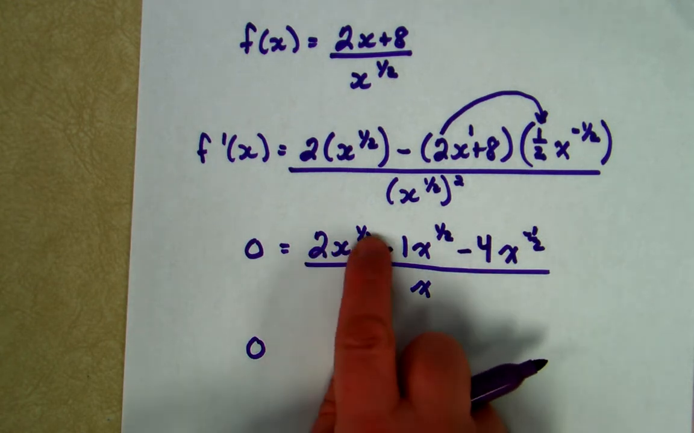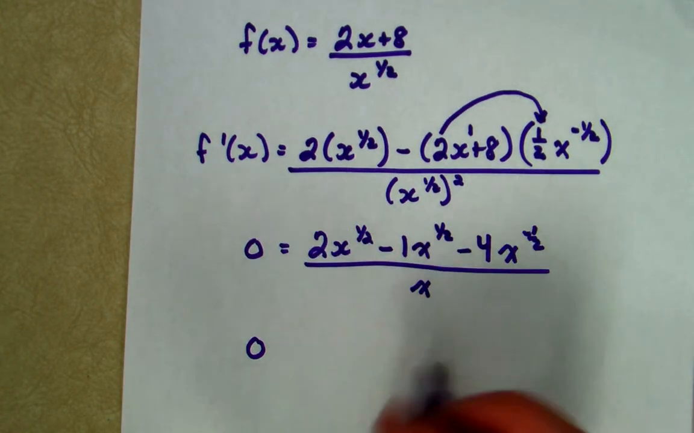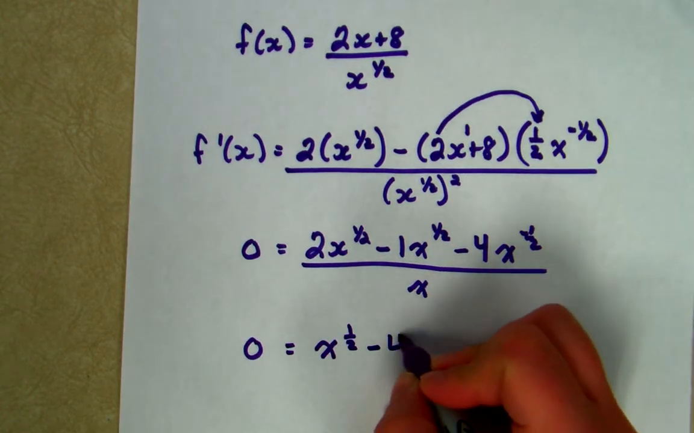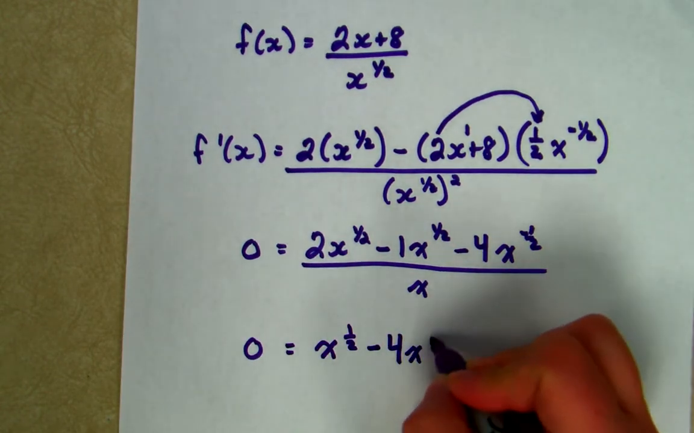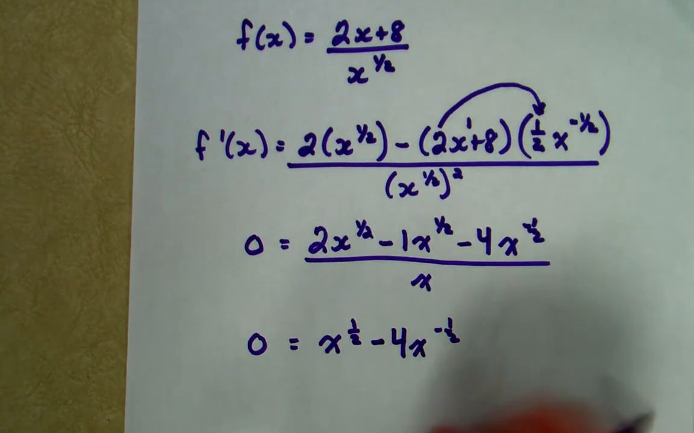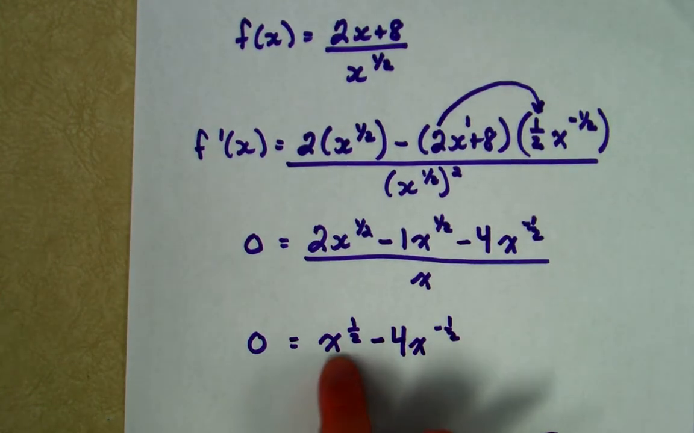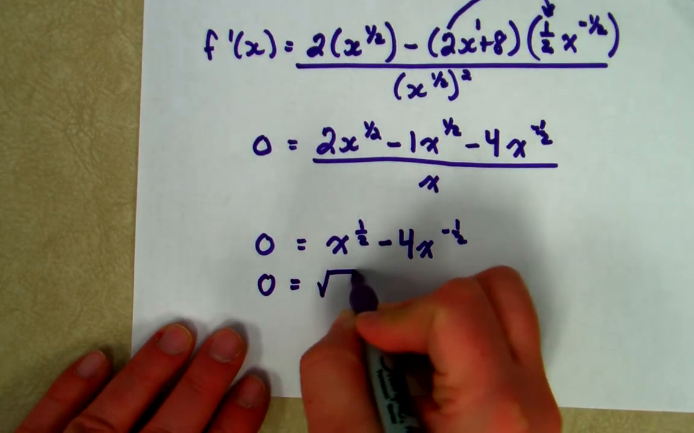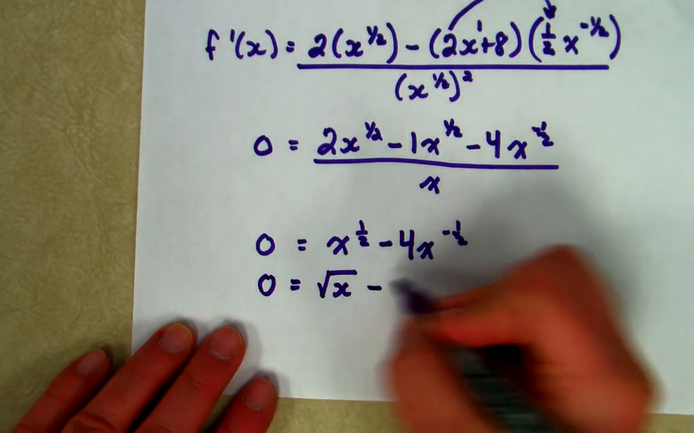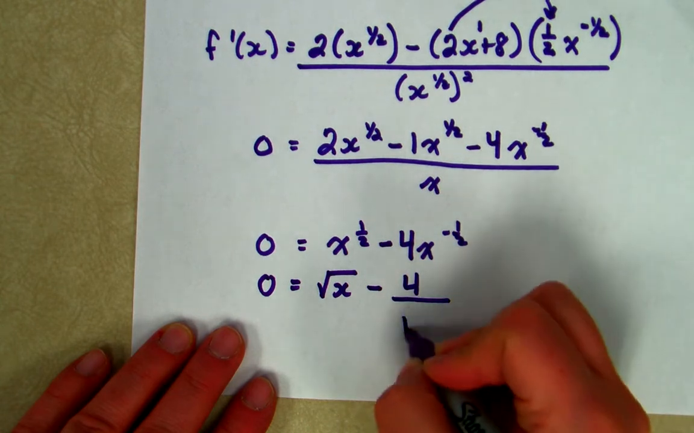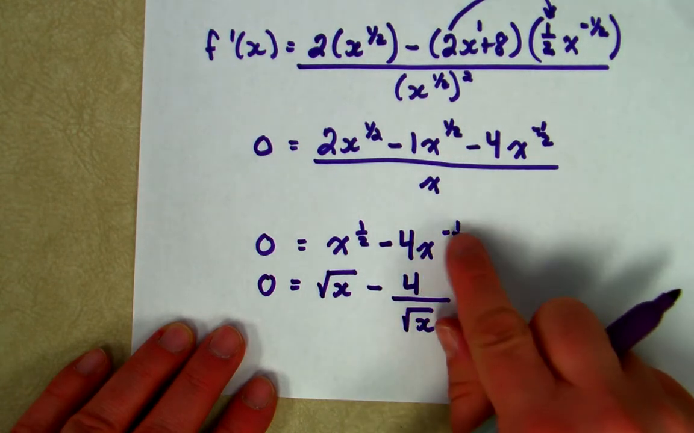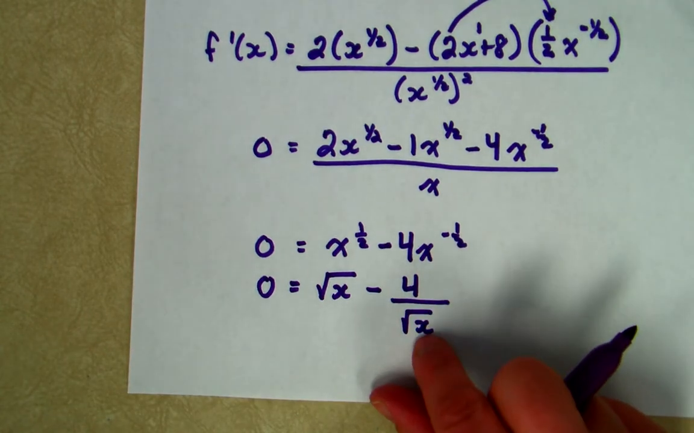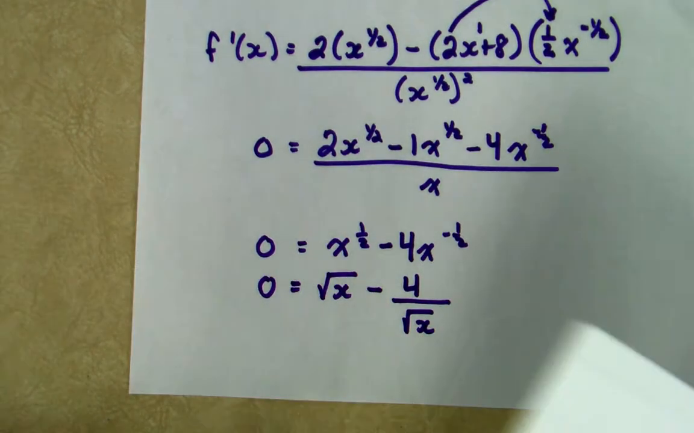So 2x to the 1/2 minus 1x to the 1/2 is just x to the 1/2. Then I have minus 4x to the negative 1/2. Well, there's a couple ways to deal with this. I'm actually going to go back to the roots because you might see that a little bit easier. So x to the 1/2 is square root of x. This is going to be 4 over the root of x because x to the 1/2 is root. And remember, negative exponents mean divide or move it to the bottom. We went over that in advanced functions.